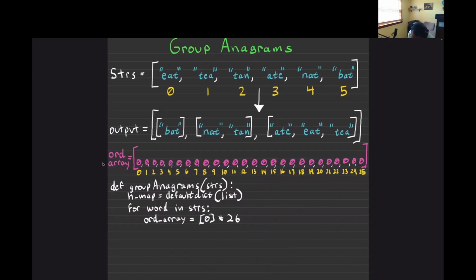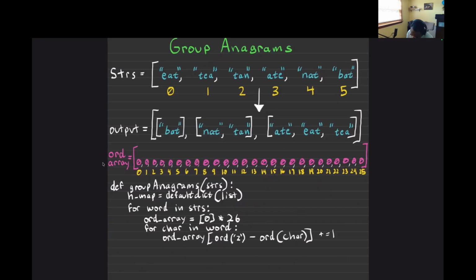All right, so now for each character in the word, we're going to update its character count inside the ord array, right? How do you do that? You just say ord array at index ord of the current character minus ord of a, and we're going to update its frequency with plus equals 1, all right?